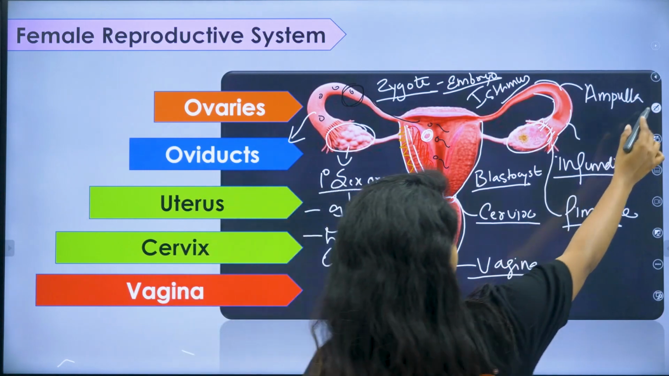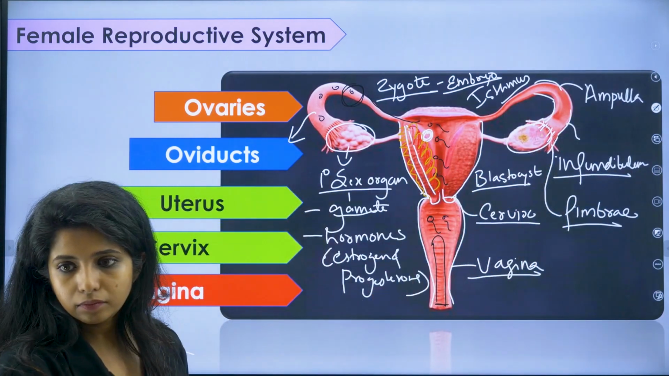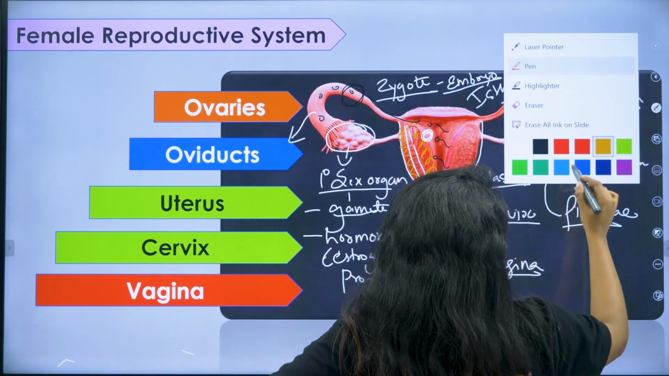I don't know if it's visible. I'll make it in yellow. Works? Now it's visible? What color will be the best?